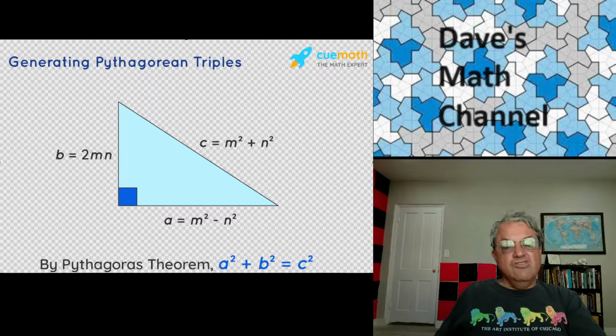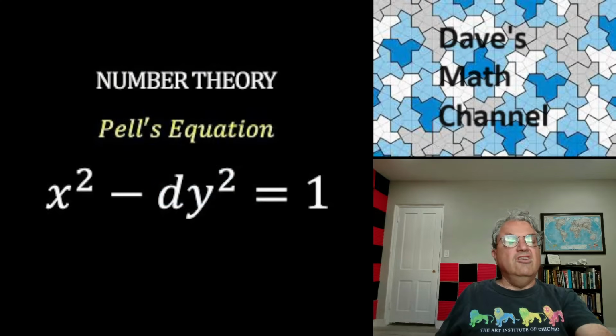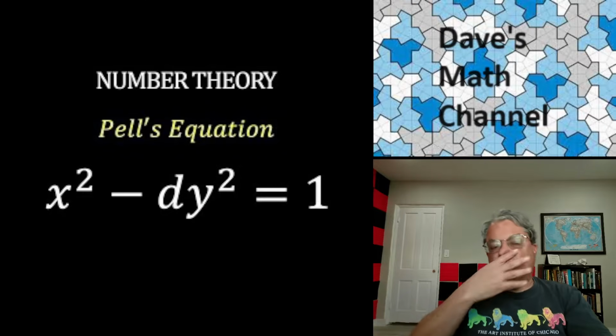But if you do that, then you have solved this Diophantine equation, a squared plus b squared equals c squared. And the ancient Greeks knew how to do this. They did this themselves. I have a whole other video on this, so I'm not going to say any more about it. But you can get all Pythagorean triples this way. Pretty amazing. And now I'm going to get into some more complicated ones.